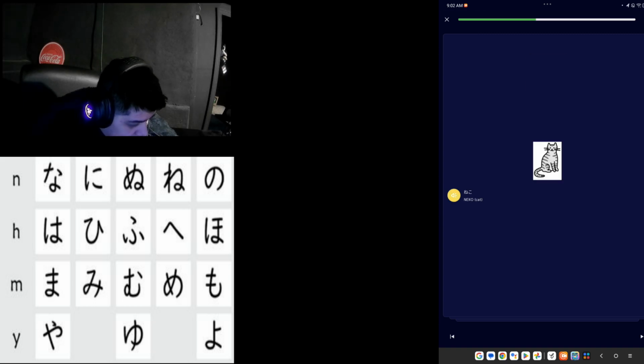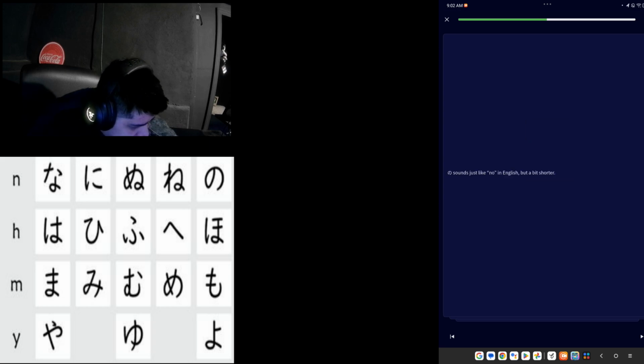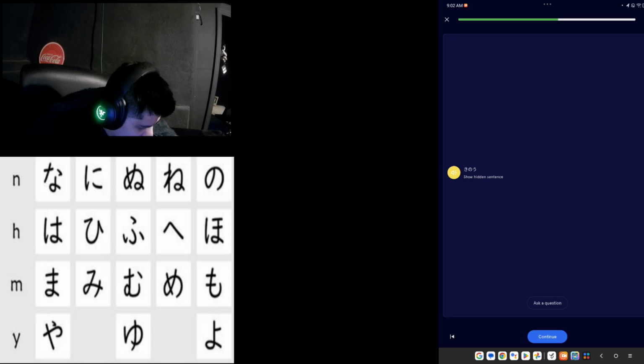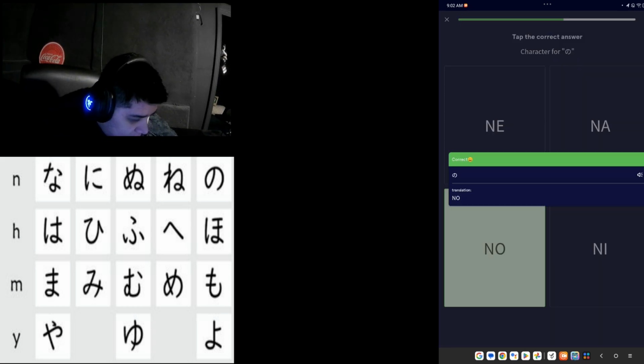Neko, cat. Okane, money. No. It's just no. It looks like a fancy no, like an extended no. That one's easy. Kinou, yesterday. All right. So now we do these. So no, looks like a fancy no.